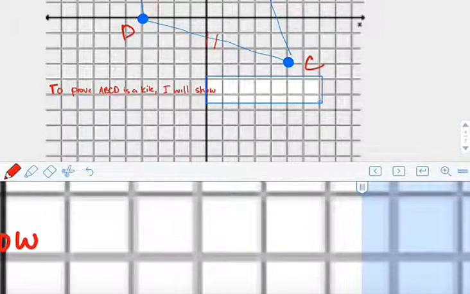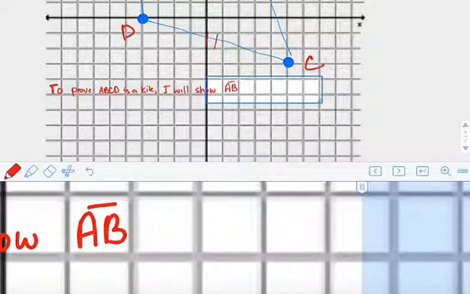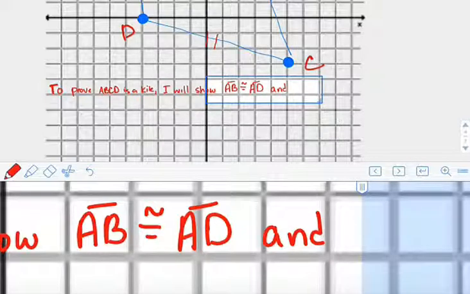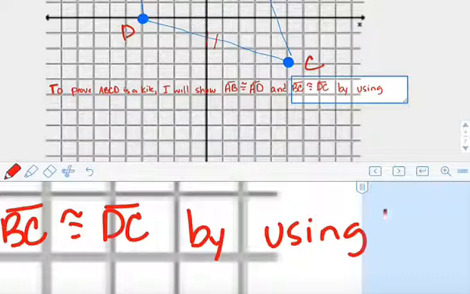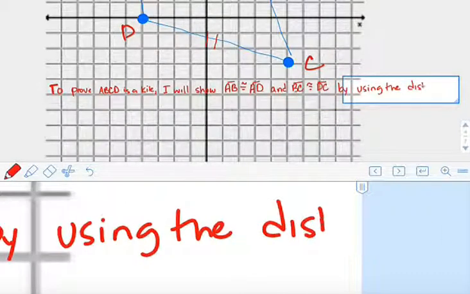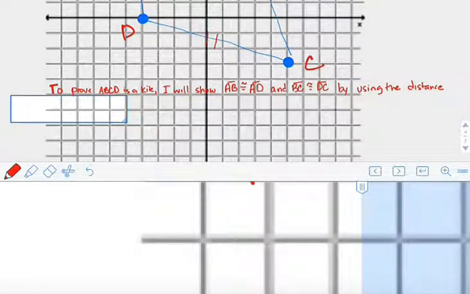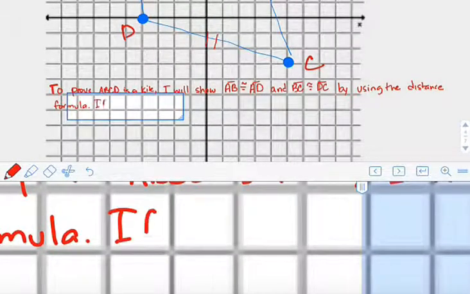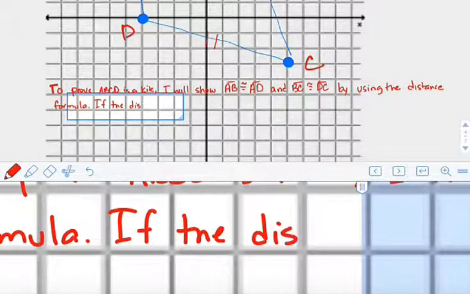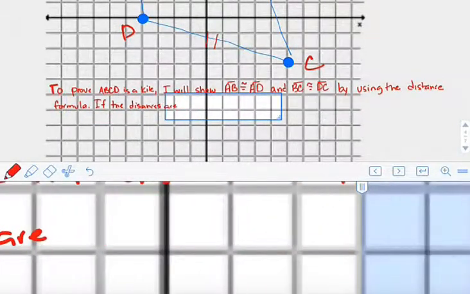So if we can prove or show line segment, and let's use proper notation, AB is congruent to AD, and BC is congruent to DC, by using distance formula. Okay. So our statement of intent shows what we want to do, basically the definition, how we're going to do it, the distance formula, and now we should add how we know we're going to be right. If the distances are the same, then the sides are congruent.